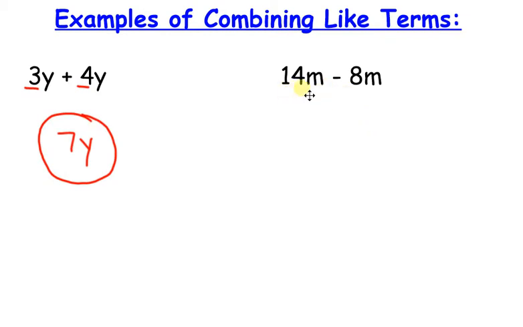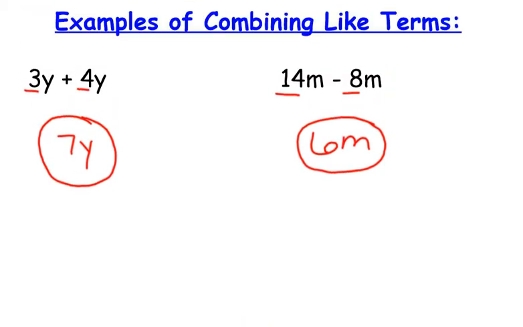Let's look at this guy. Again, ignore the variable. 14 and 8. What's 14 minus 8? Well, it's 6. And now put the m back with the 6. So your final answer is 6m. Okay?